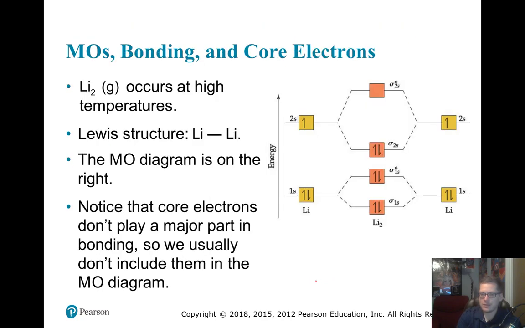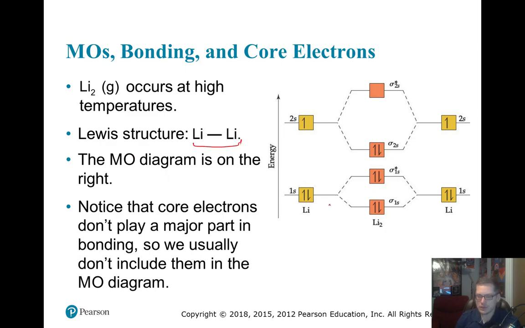All right, so let's do another one here and see if we can figure out a couple other important things. Lithium, dilithium here. Notice that we did hydrogen, we did helium, and now we're doing lithium, elements 1, 2, and 3. The reason we're doing that is because once you start adding more, these molecular orbitals get really complicated very fast. So we're just going to keep it simple by working with 3 or 4 electrons at a time. Dilithium does in fact occur, but only at high temperatures, and this would be its Lewis structure. It would look like this.